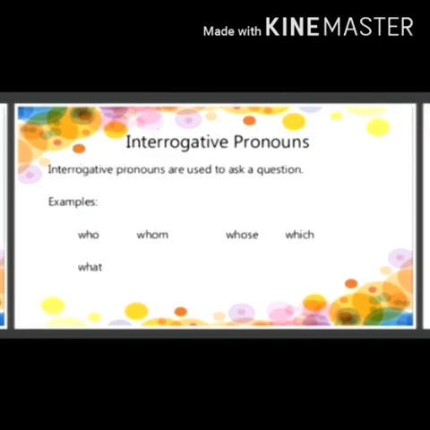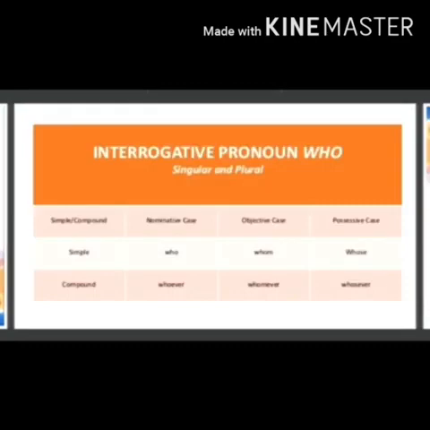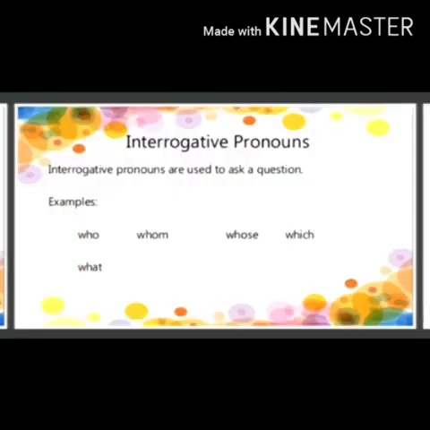Our next is interrogative pronouns. These pronouns are used for asking questions. For example, what is your name? Who is calling me? What do you want? Whom do you want to meet? So children, what, who, whom, which, whose, all are interrogative pronouns.